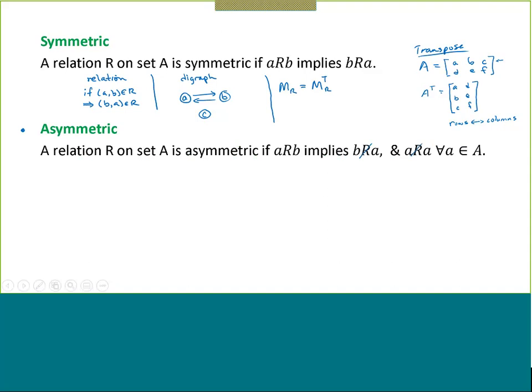If A is related to B implies the reverse is not true, and you're not allowed to have any loops. Okay? So in terms of what this says, in the relation, if you have A comma B in your ordered pairs, and that's in your relation, you will not have the reverse. So of those two copies, exactly one of them is in your relation, and it's irreflexive.